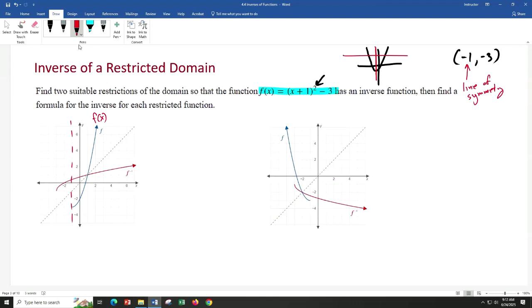Good. How do you feel about inverses so far? Okay. Let's do some homework examples.